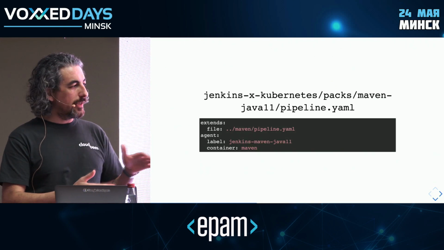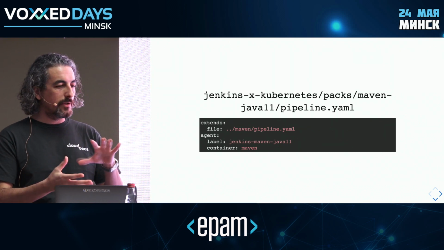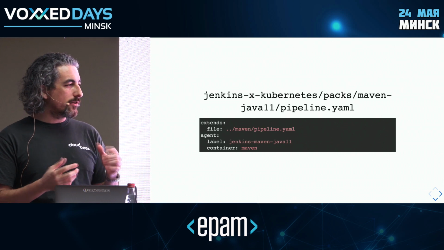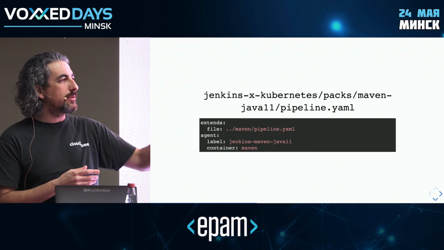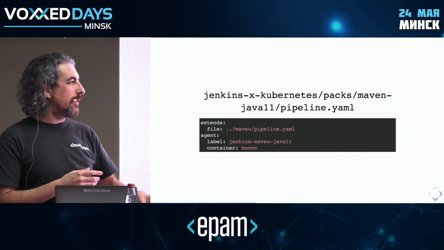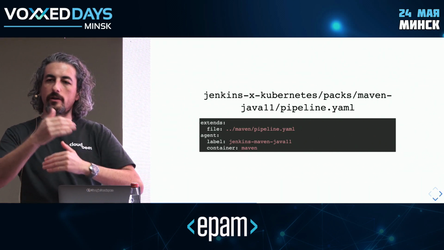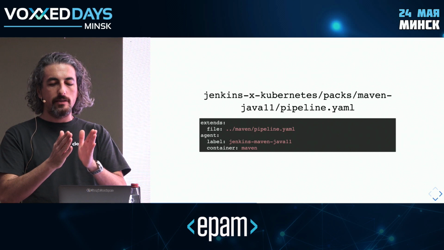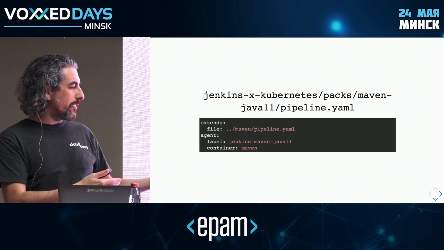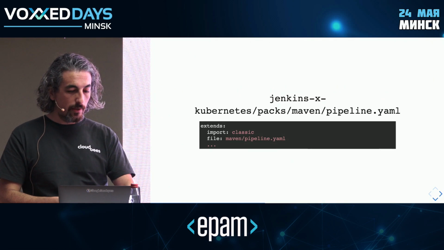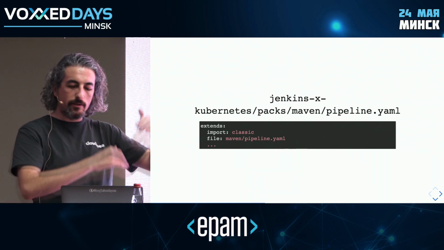How that happens is it also uses extension. It has some concepts of extension and combination of pipelines. So if you go to this project in GitHub, Jenkins X Kubernetes build packs and Java 11, you'll see how one extends the other. It's very simple for both Classic and Kubernetes. It's just that one extends the other. So if we look, you see it imports the Classic pipeline for Maven, so just one extends the other.